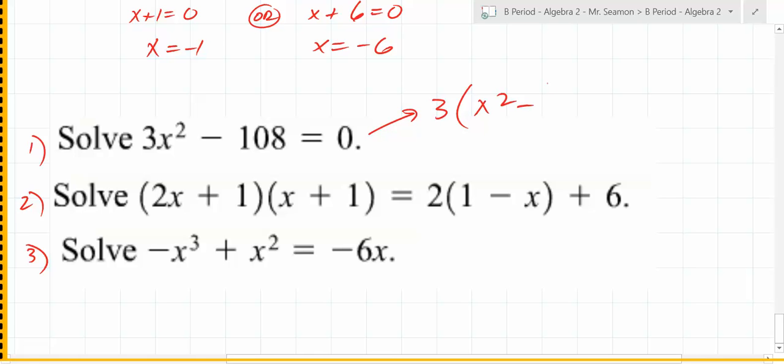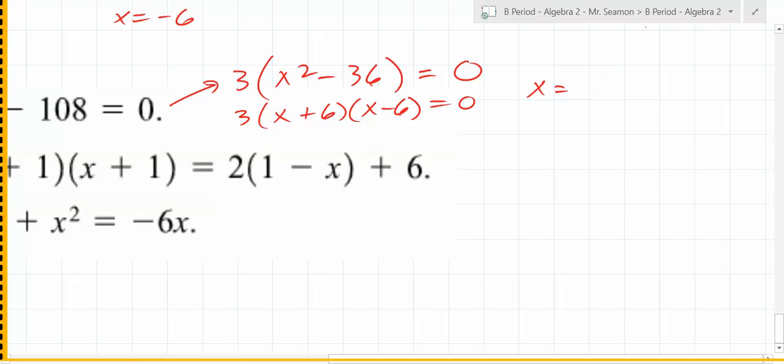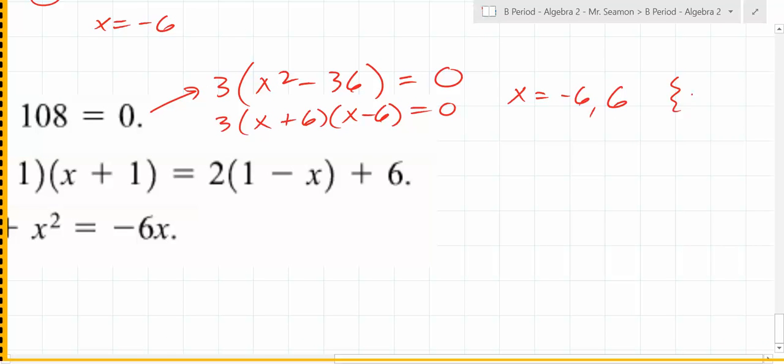Minus 36 equals... Oh, great. What do you see right here? Those are squares, so that's a difference of squares. So, Calvin, can you tell me what this factors into? x plus... times... Yeah. So can you tell me what x has to be in this? x equals -6 or 6. So how would you write that answer? -6 comma 6, like that.